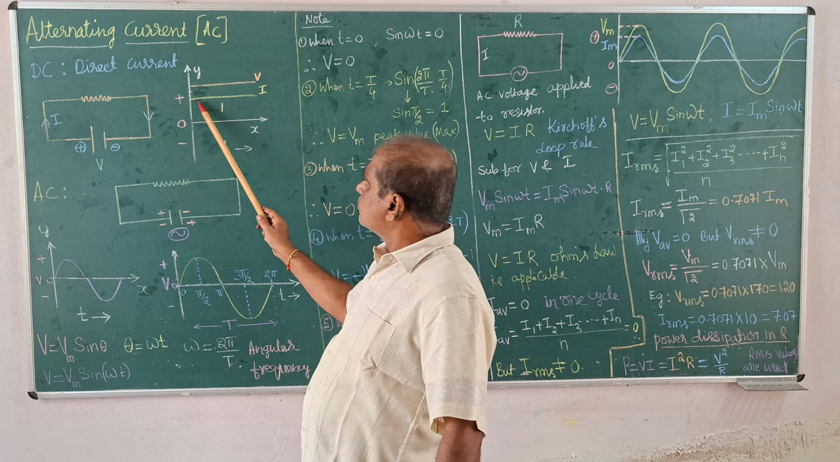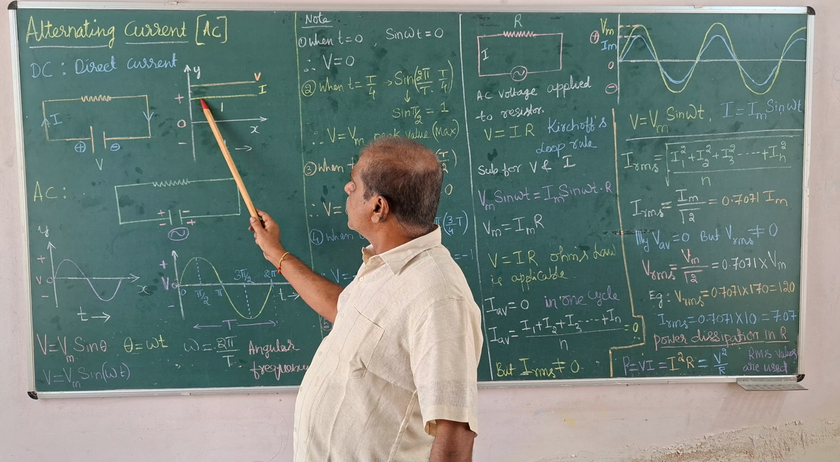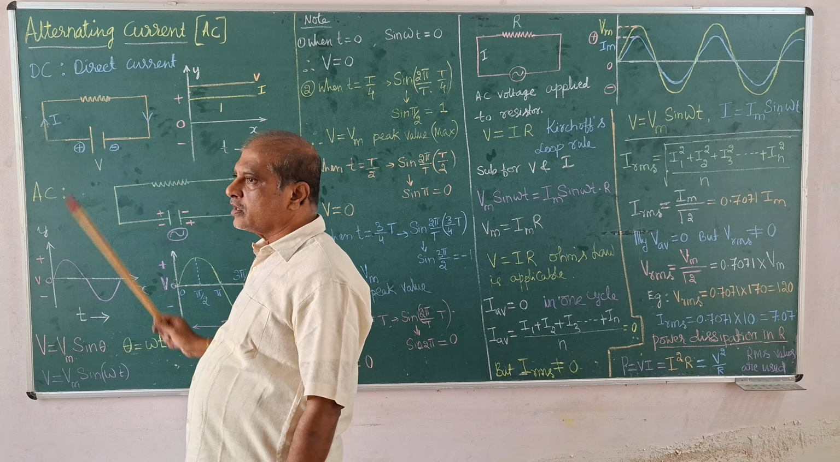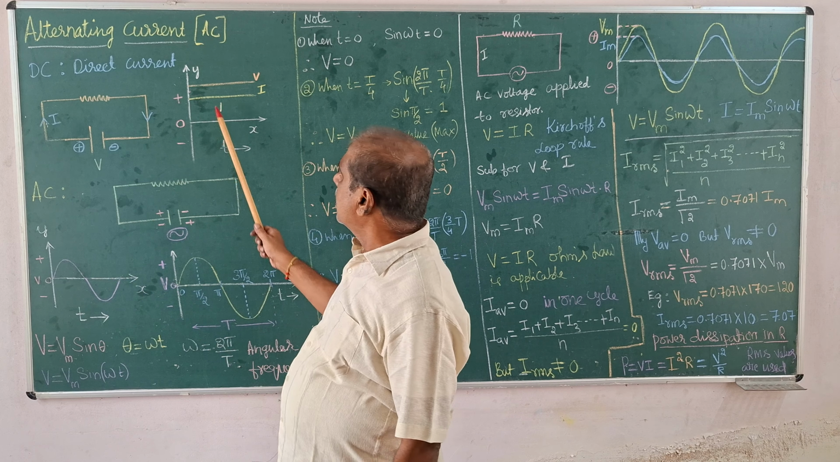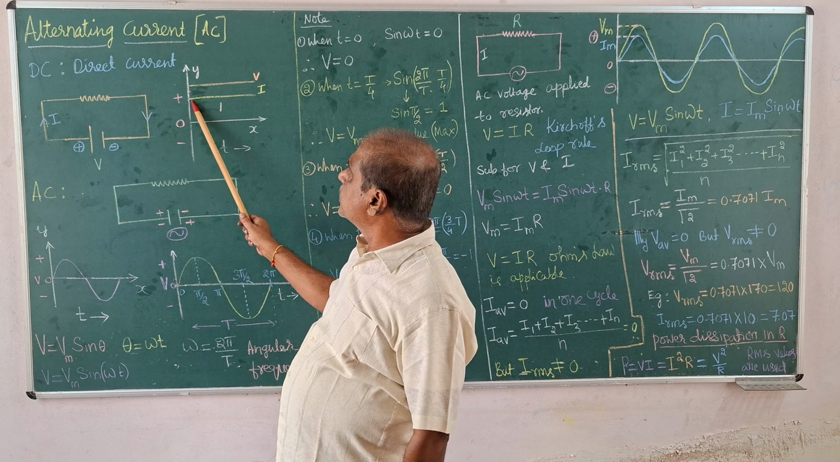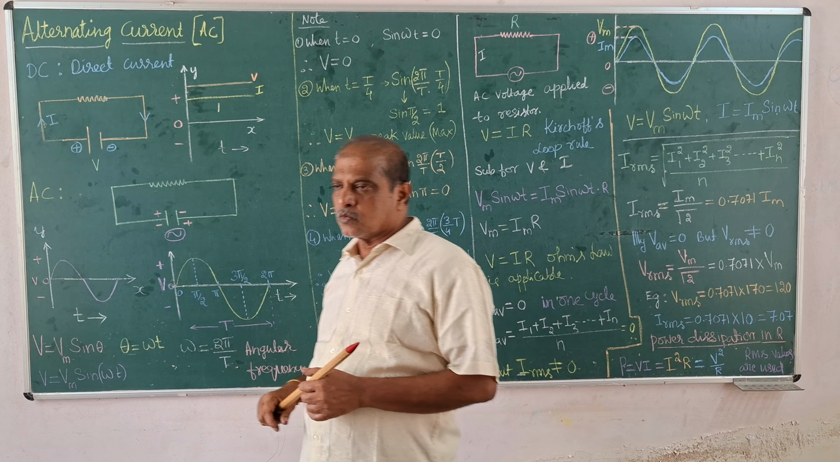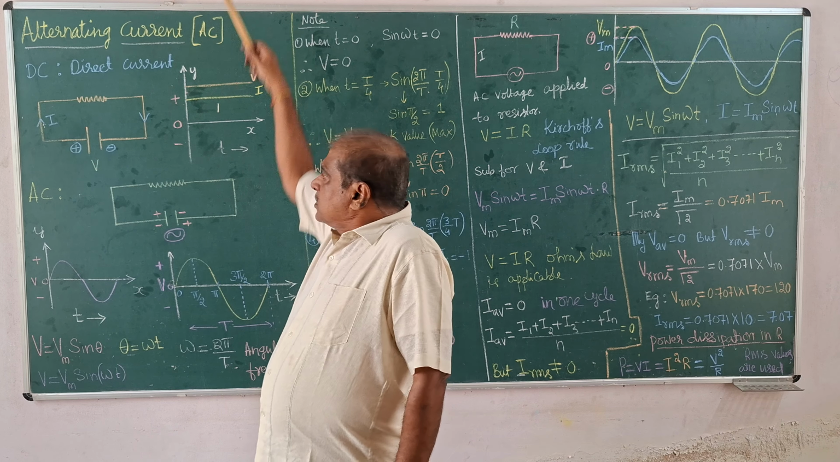This shows that the current flows always in one direction, with no change in the direction of current. And the magnitude, the amount of current flowing in the circuit, remains the same, as well as the direction and magnitude of voltage, which also remain constant. The line shows that the magnitude and direction remain the same for both current and voltage in the DC circuit.